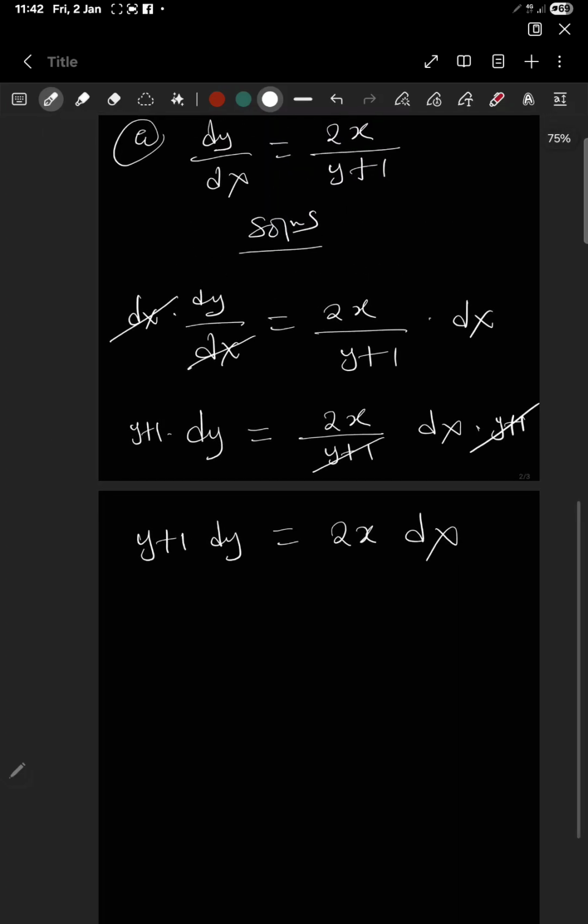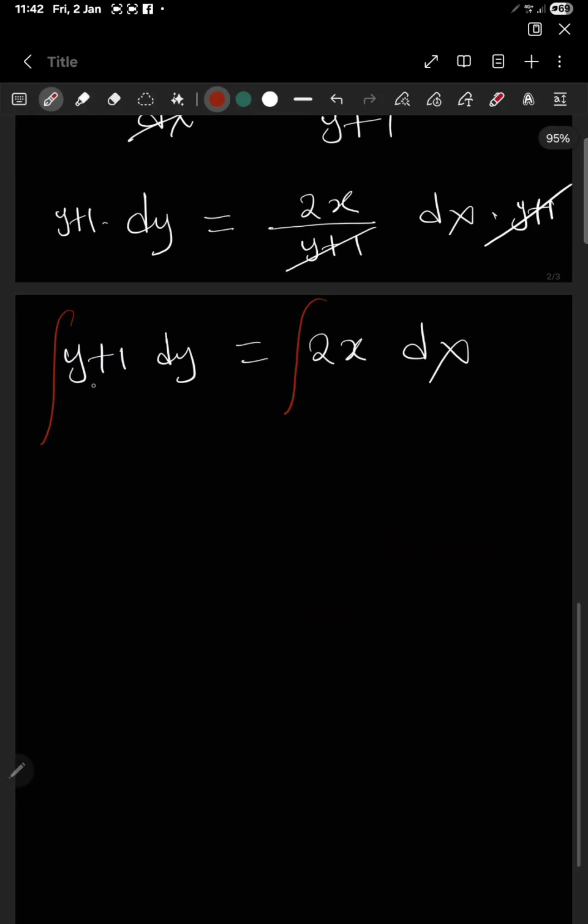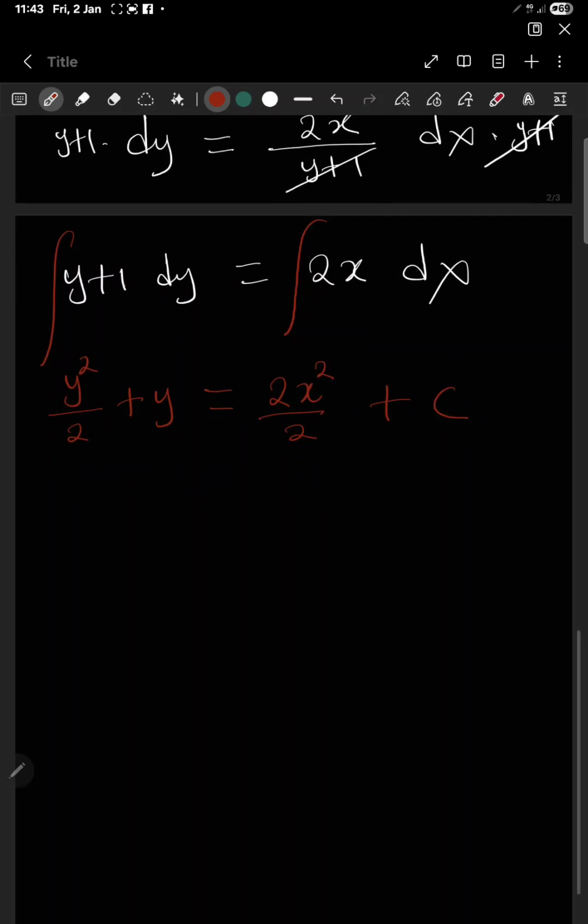Now after you've separated the variables, what you need to do is to integrate both sides of the equation. You need to integrate this side, you also integrate that side. So integrating this side, y plus 1, you are going to have y squared over 2 plus integrating 1 with respect to y, the answer is y. Then is equal to, you come here, you integrate 2x with respect to x, you're going to have 2x squared over 2, and then you say plus c, which is the constant of integration.